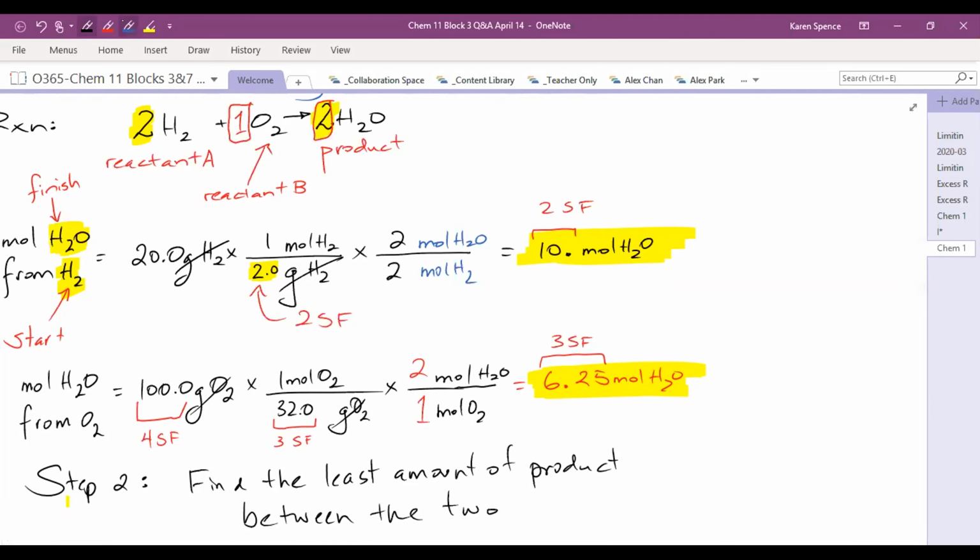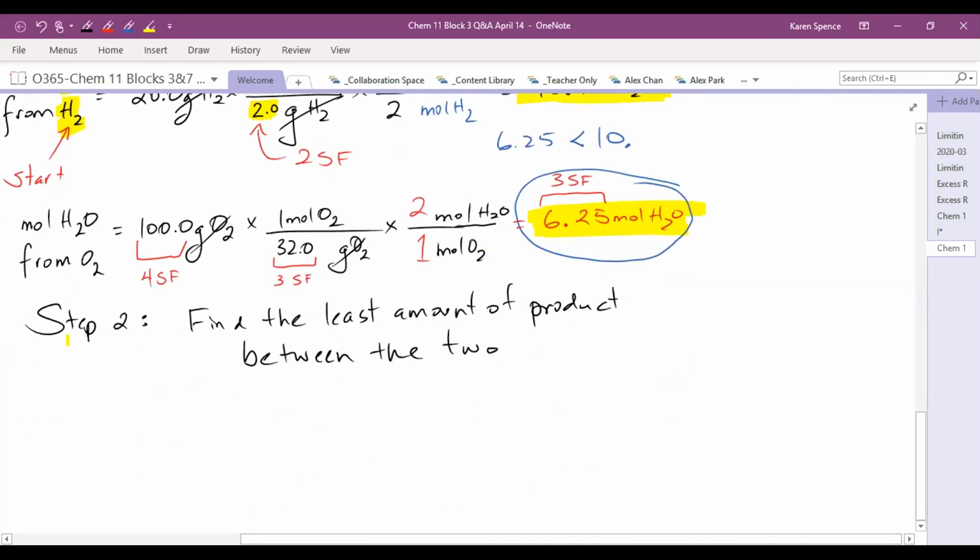And in this case, that is going to be our 6.25, because 6.25 is less than 10.0. Okay, 6.25 is smaller than 10. So this one is how much we are limited to. If all of our oxygen reacts, we can make 6.25 moles of water. Once we've made 6.25 moles of water, we have run out of oxygen. So even though the H2 in theory could make 10 moles, it really can't, because we're going to run out of oxygen too quickly.